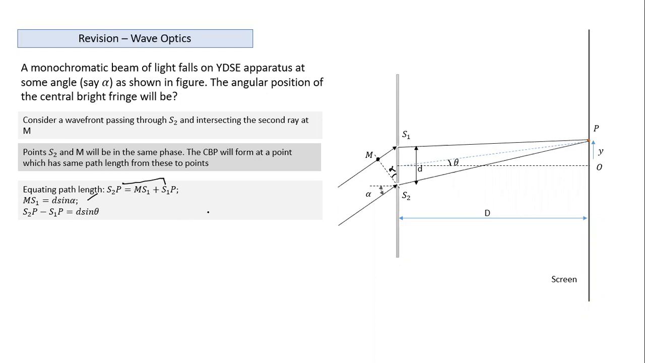So what is the condition? The angular position of the central bright fringe will be the same as angle alpha. Hence the angular position of the central bright fringe is equal to the angle of the incident ray with the normal. That's the position.